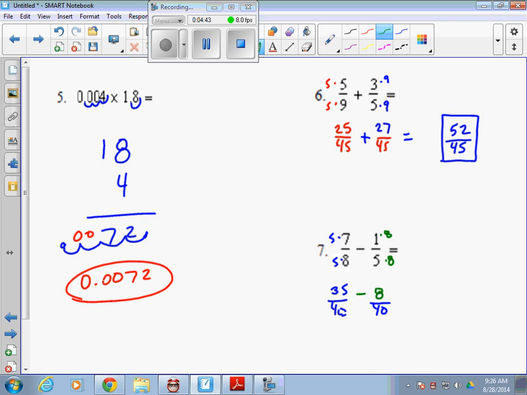Now you got common denominators. Leave that bottom number as 40. 35 minus 8 is going to be 27. So you have 27 over 40, and then determine if there's a number that goes into both 27 and 40 to simplify it, and there isn't.